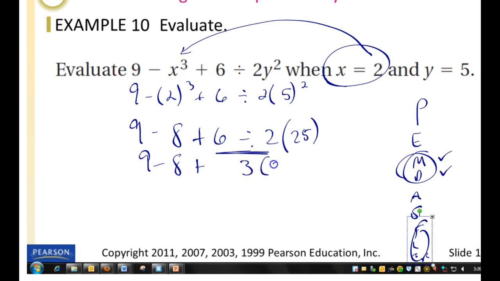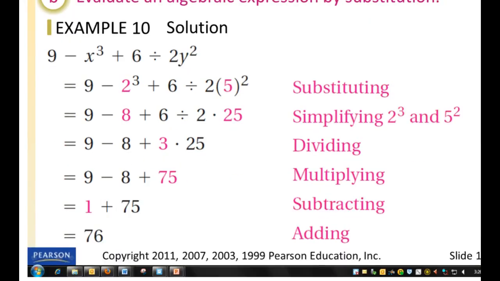Plus 3 times 25. So again, 9 minus 8, I'll leave that alone, but I've got some multiplication here. Now I'm going to go from left to right. 9 minus 8 is 1. 1 plus 75 is 76. So following the order of operations, I believe the correct answer should be 76.